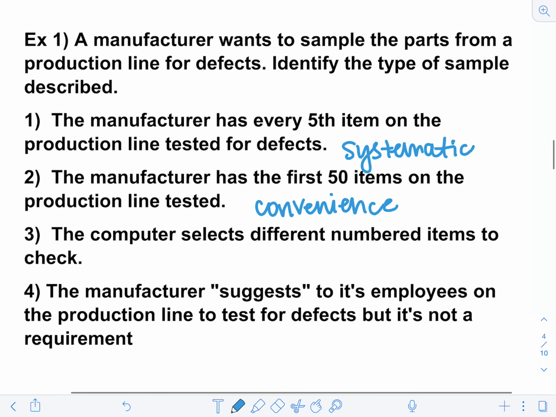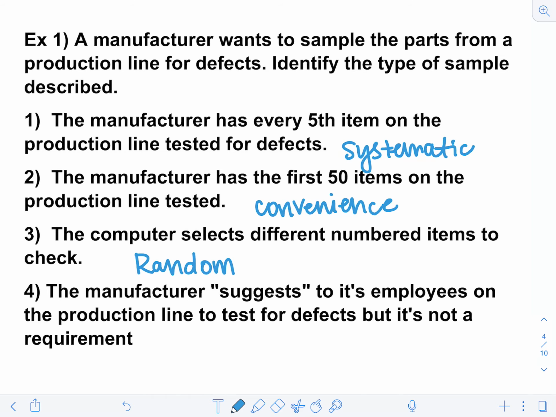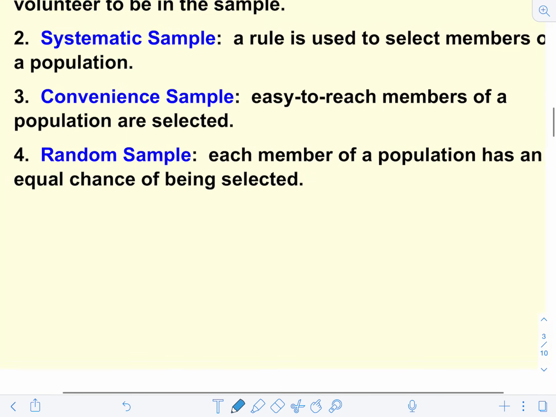The third one, the computer selects different numbered items to check. The key here is that it's the computer doing it. Usually if we get a computer involved, that means that this is going to be random, because that's the best way to get a random sample. So this one we'll call random. It means each item has the same chance to be selected.